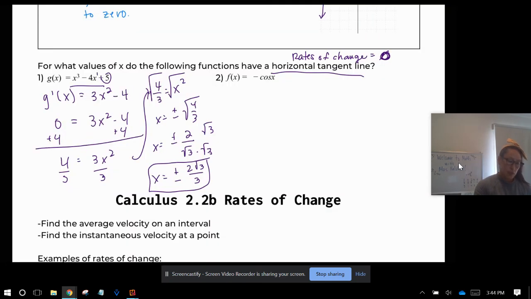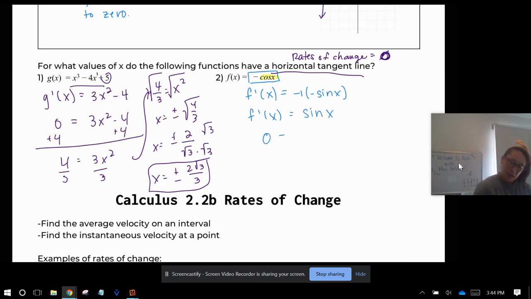All right, next up, let's find the horizontal tangent lines of negative cosine x. So thinking horizontal tangent lines are rates of change, we're going to have to find a derivative, because derivatives tell me about rates of change. So what's the derivative of negative cosine x? Negative cosine x, I can take negative 1, and then what is the derivative of cosine x? The derivative of cosine x is negative sine x. So I get f prime of x is equal to positive sine x.